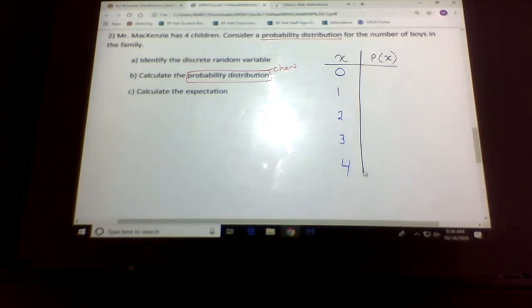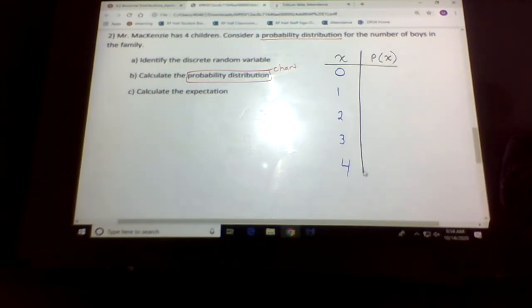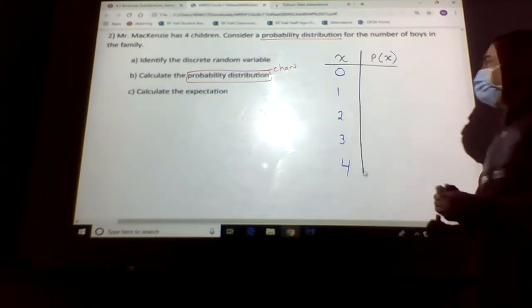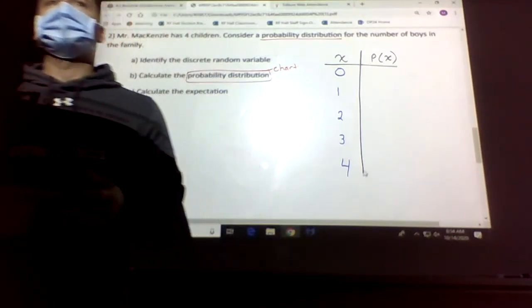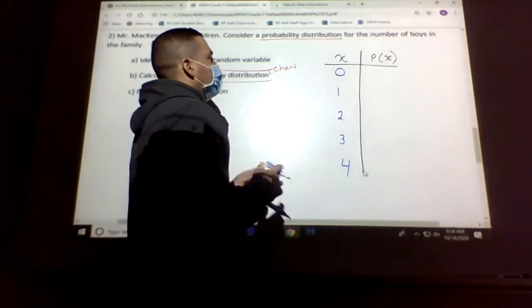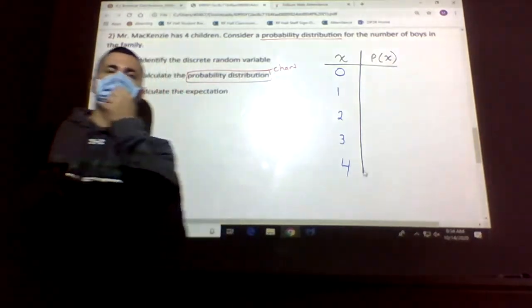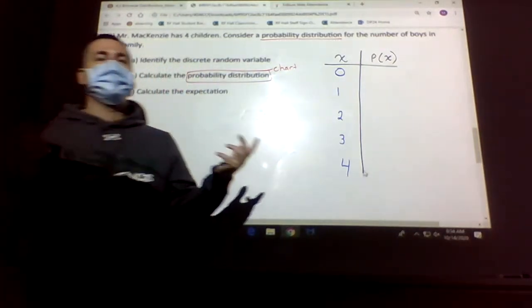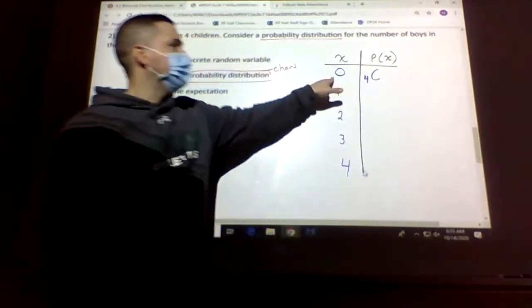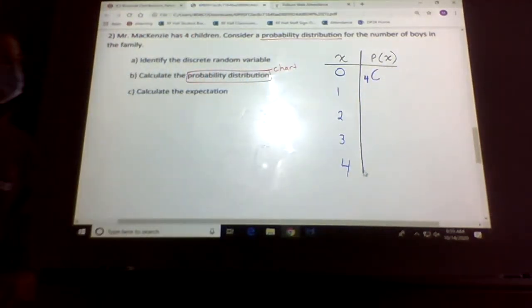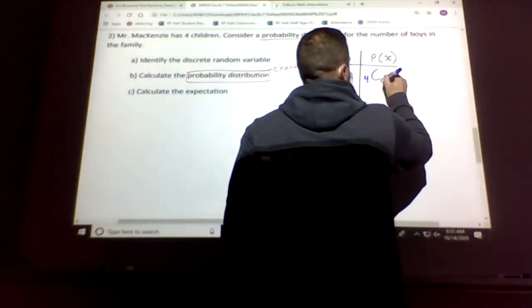4.2, which was uniform, where they spun a spinner once. If we do it once, what are my probabilities? This one is multiple children, so those are multiple trials. Every child is independent of each other, so that's why we're doing binomial. How many trials, in this case children, do we have? We have 4. Now we're going to choose 0 boys.